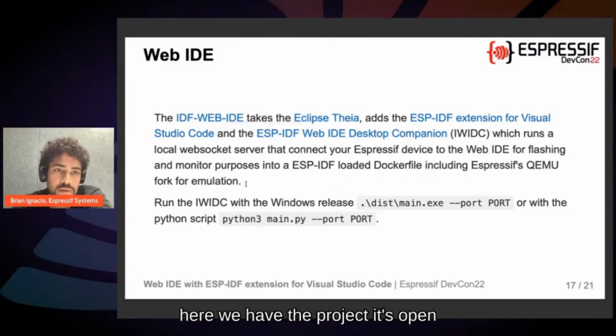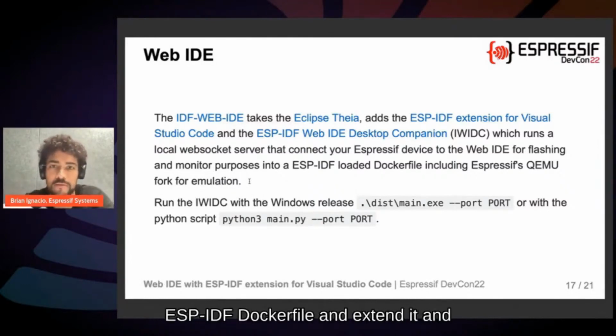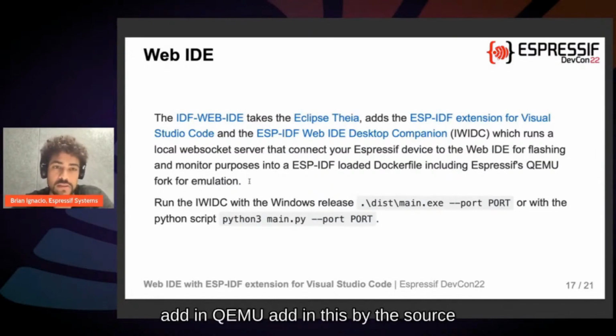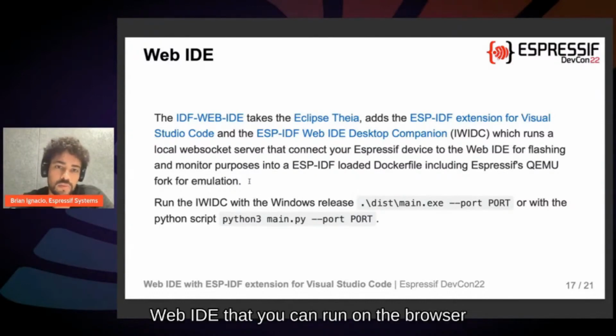Here we have the project, it's open source, but there's the Dockerfile, which basically will take the ESP-IDF Docker file and extend it, adding QEMU, adding this web IDE source code, and it will provide you with a web IDE that you can run on the browser.